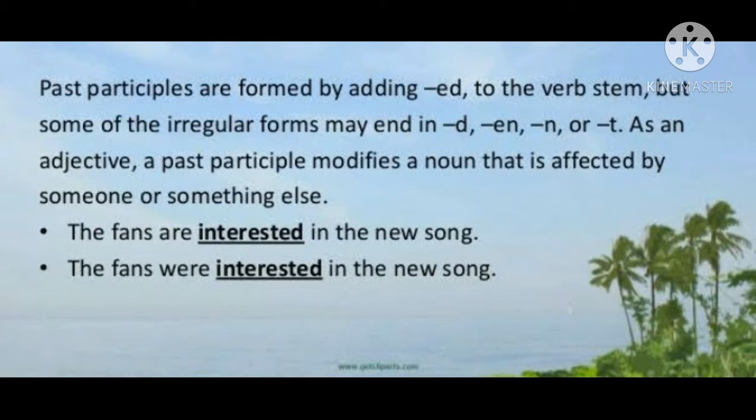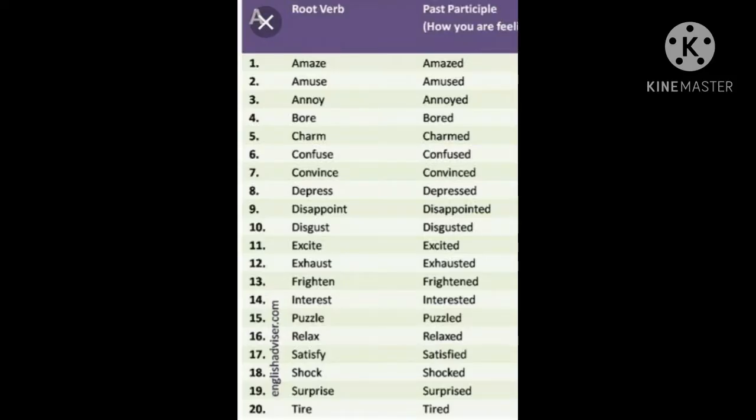See, for example, the fans are interested in the new song. Here the underlined word interested. Interest plus ed is the past participle form. Now see some examples of words adding ed. Amaze, amazed. Amuse, amused. Annoy, annoyed. Bore, bored. Charm, charmed. Confuse, confused, and so on.